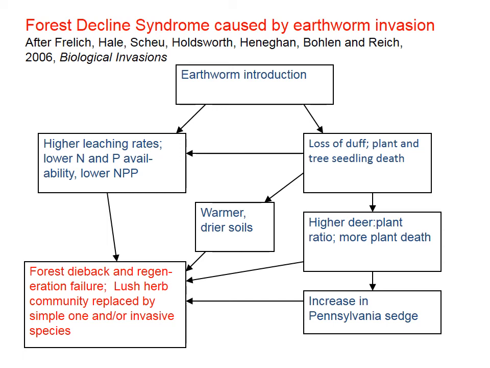So the earthworms are introduced. They eat the duff layer that makes the soil drier in the summer. Plants and tree seedlings die just because they were rooted in the duff. Same number of deer and fewer plants leads to a higher deer to plant ratio, and that leads to an increase in Pennsylvania sedge. And also when the worms invade, nutrients are leached out of the soil. So the combination of all these effects leads to warmer, drier soils, more nutrient poor, more sedges and grasses, and dieback of the forest, and a lush herb community on the forest floor being replaced by a simple one, or in some cases even invasive plant species.